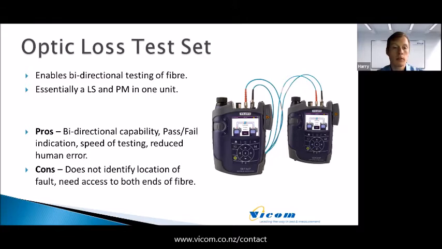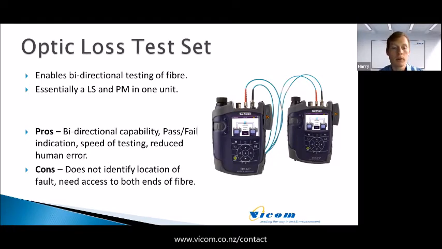So the pros of this one is obviously bidirectional capability, provides you time-saving factors, so speed of testing, and also there's perhaps no requirement for a second person to assist you on the far end of the fibre. You can have it configured back in the workshop by senior or more experienced technicians to set pass-fail limits. So when you provide them to, say, junior technicians out in the field, they're just looking for a clear pass or fail indication. And because you're getting those clear pass-fail indications, it actually reduces the chance of human error as well.